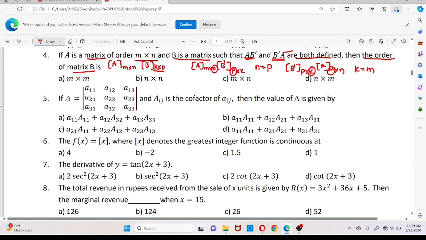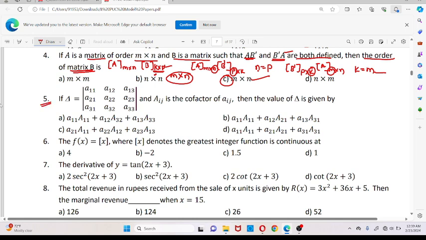They are asking about the order of matrix B. The matrix B order we have taken is K cross P. Since my K value is equal to M, and this P value is equal to N, so it is M cross N. K cross P is the order of matrix B that we took. So here K value becomes M and P value becomes N. So finally option C, that is M cross N, will be the answer, right?